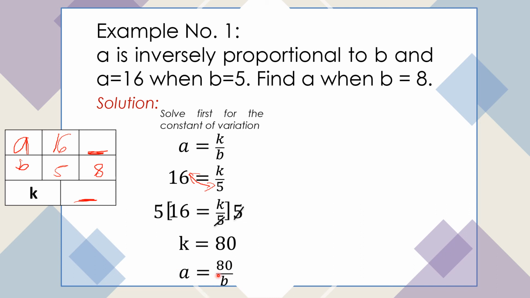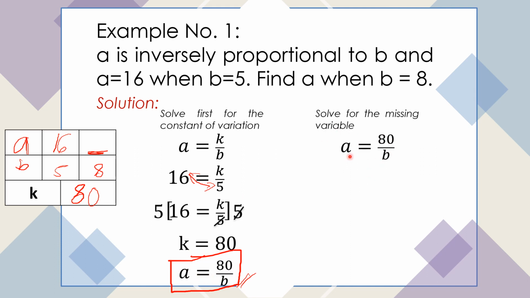And then, ilagay muna natin ito yung 80. Then, ang ating equation of variation is A equals 80 over B. Para makuha natin naman yung value ng A, gamitin natin yung equation of variation. Ipalit natin yung 8 dito sa B. Then, saka natin siya isolve. 80 divide 8, that would give us 10. And ito na yung ating final answer. A is equal to 10.